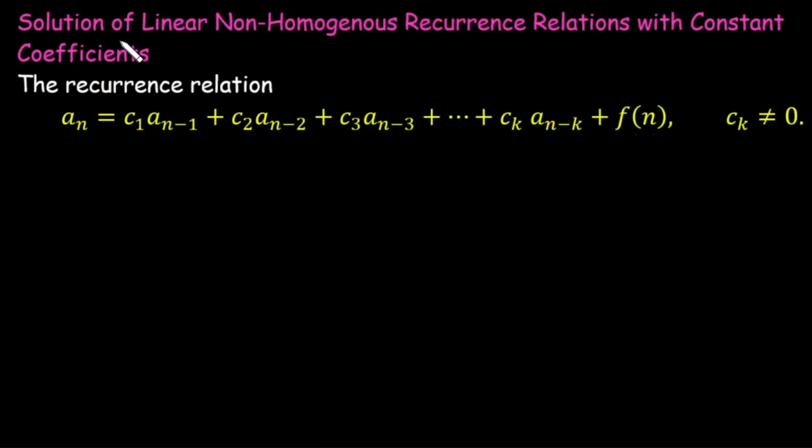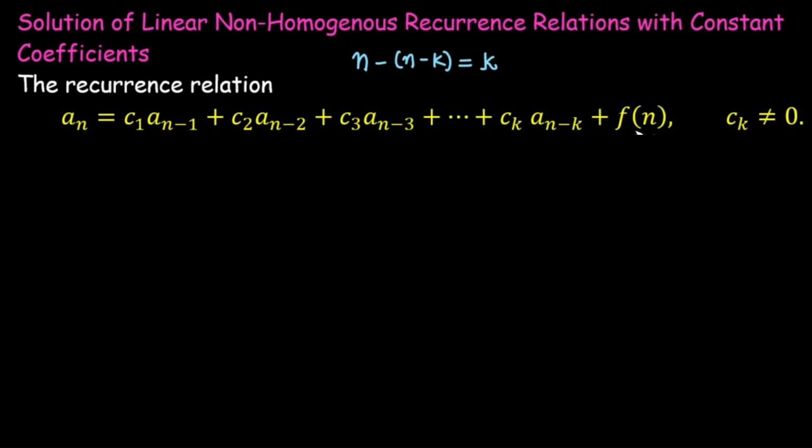Now we are in a position to discuss the solution of linear non-homogeneous recurrence relation with constant coefficient. Here we have taken the general form of recurrence relation where an is calculated with the help of previous k terms plus some extra function. It means the degree of this recurrence relation is k. How? You can calculate the difference between the highest index, that is n here, and the lowest index, in this case n minus k. So take the difference of these two, that will give you the degree of the recurrence relation as k.